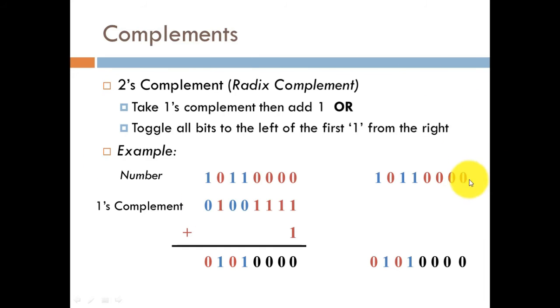So this is 0, this is 0, this is 0, this is 0, this is our first one, and from this first one on the left side we need to perform this toggle. That is, for 0 we need to put a 0, for 1 we have to write 1, and for 1 we have to write 0.